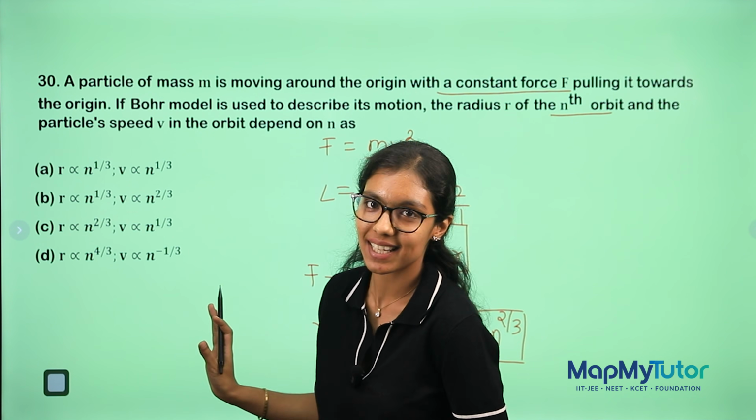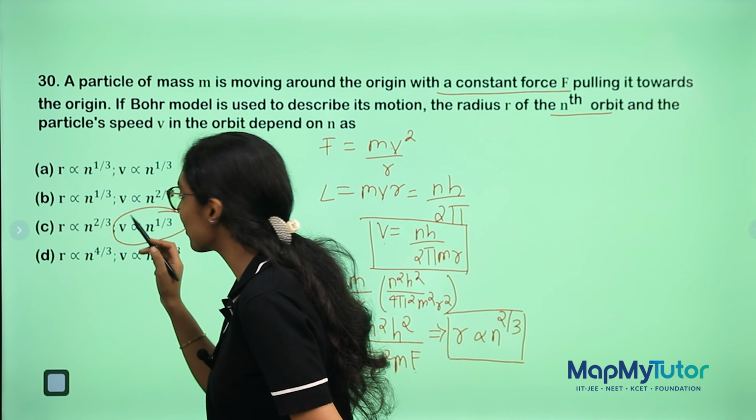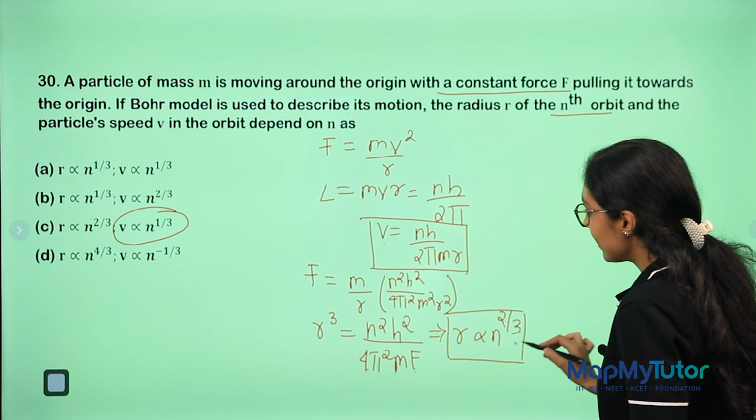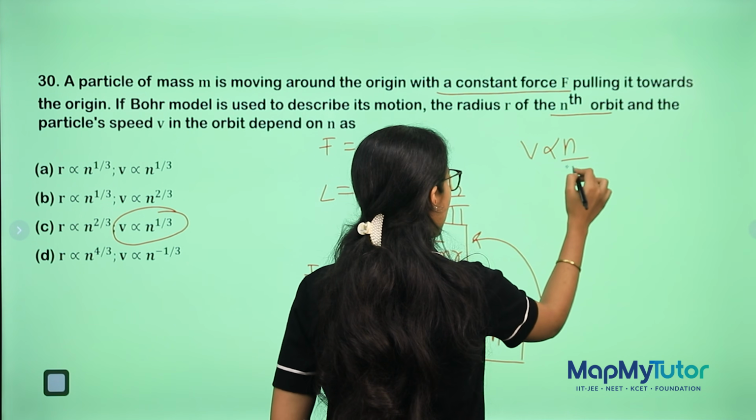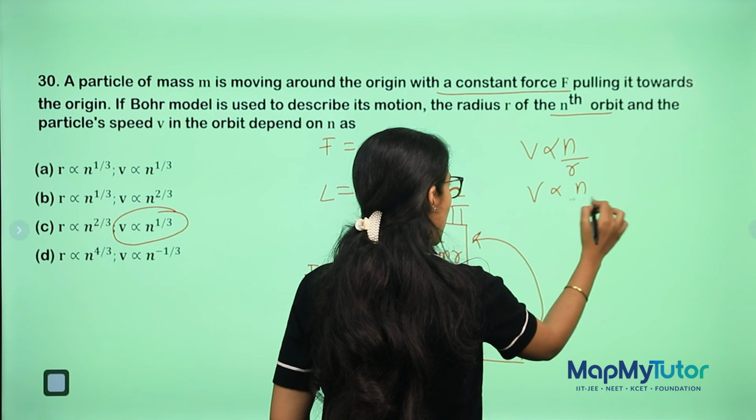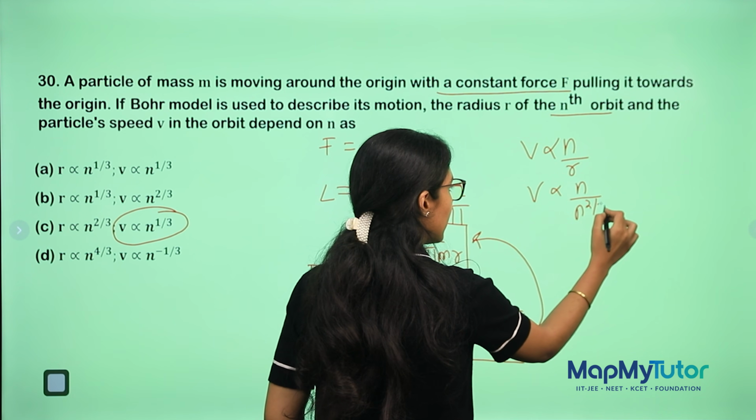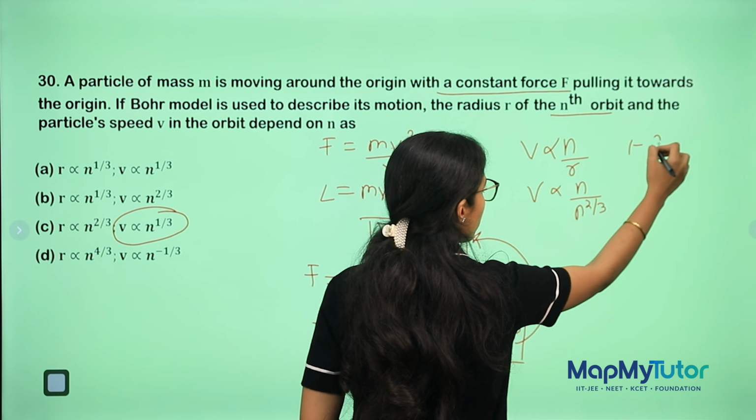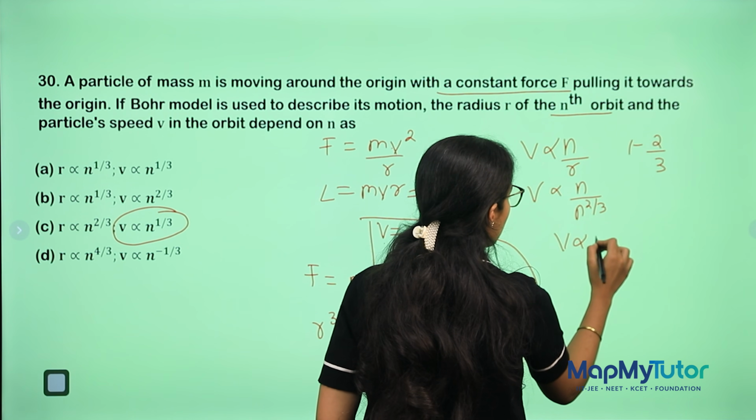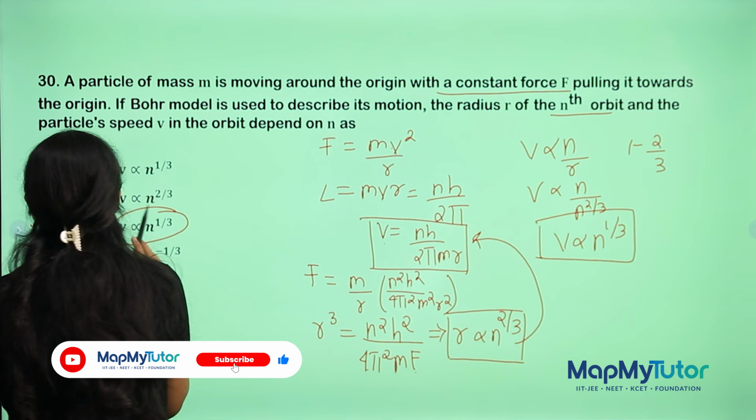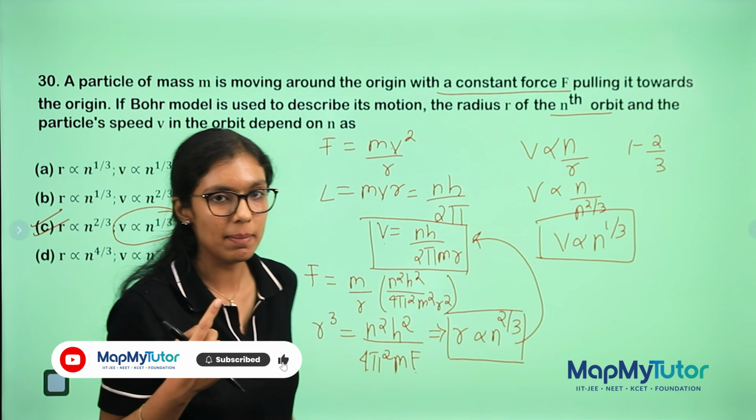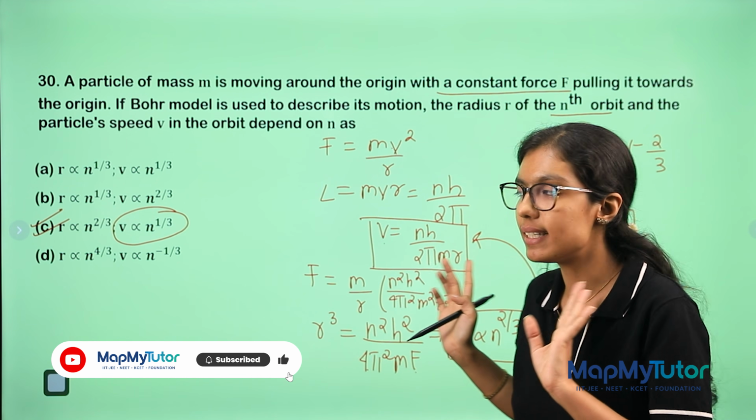So we know that option C is correct. But let me show you how you will calculate v also. So you will take this and put it back into this. So I know v is proportional to n by r. v is directly proportional to n by n to the power 2 by 3. 1 minus 2 by 3 will give you 1 by 3. So option C is correct. Most of the time you will get the answer by just doing one step, but for your understanding I did the next step as well.